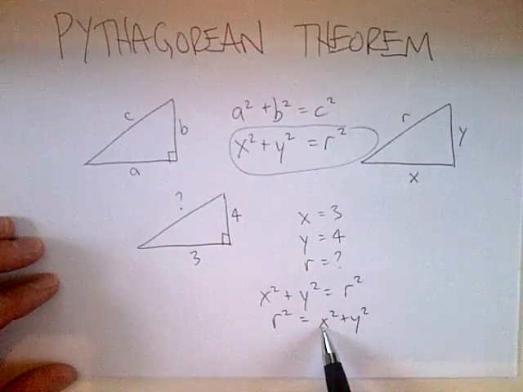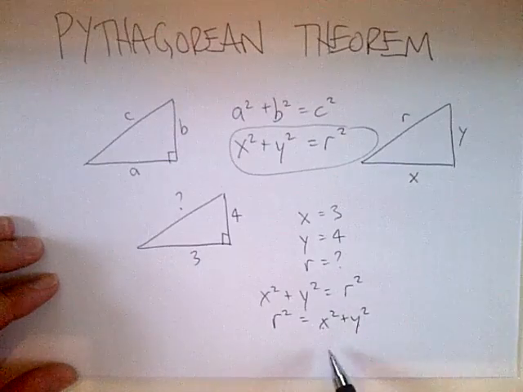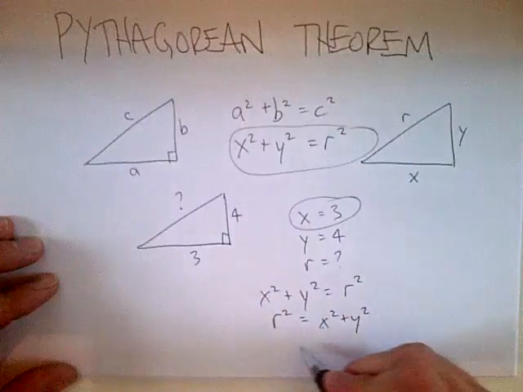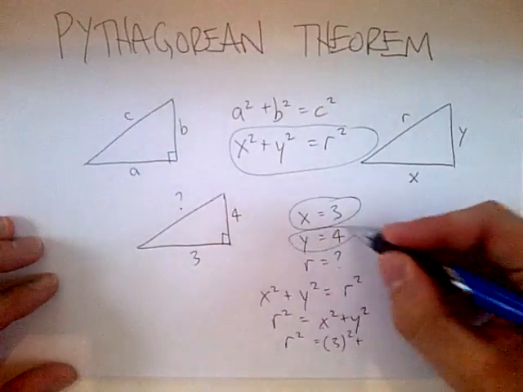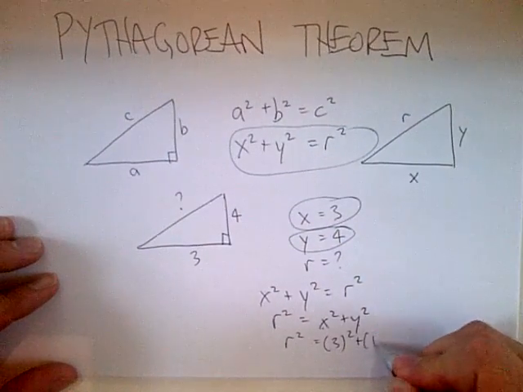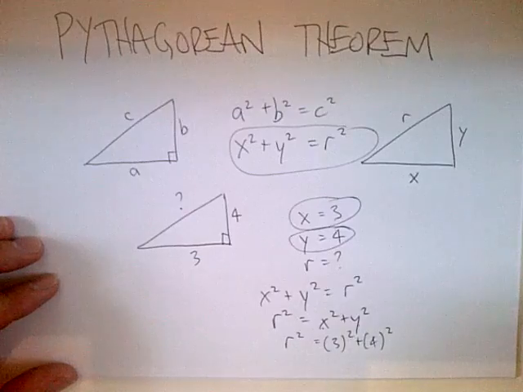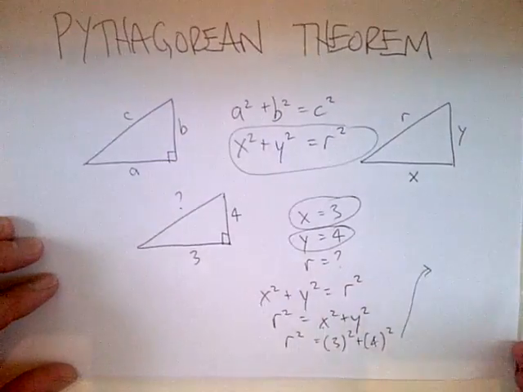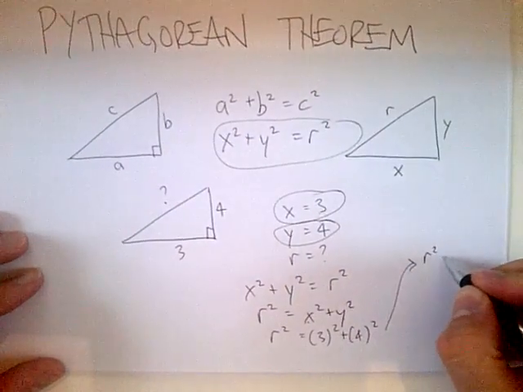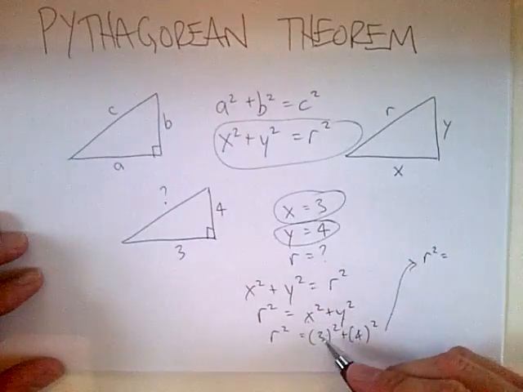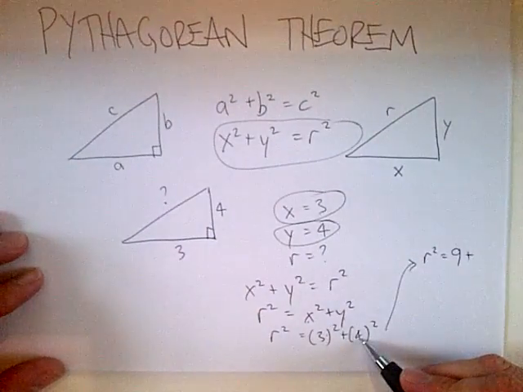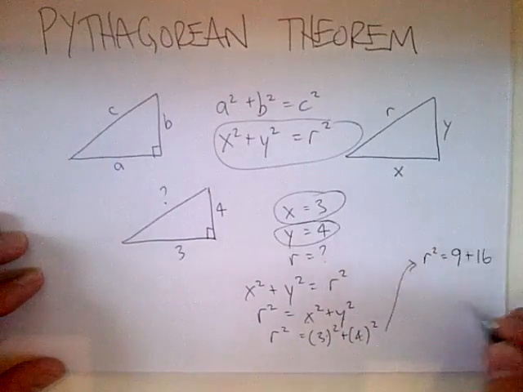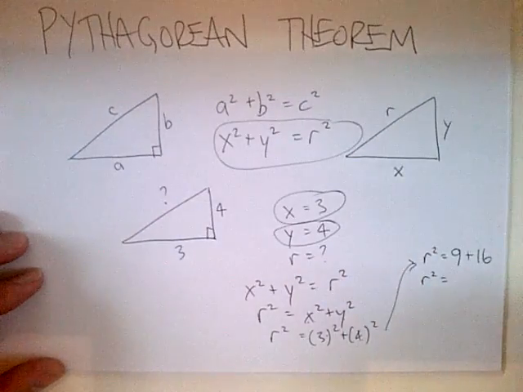So we happen to know what x is, we happen to know what y is, so we just stick it in there. We know x equals 3, so r squared equals 3 squared plus, and y is equal to 4 squared, like that. We go up here, and we say, hey, r squared is equal to 3 squared, 3 times 3, 9, plus 4 squared, 4 times 4, 16. R squared equals, what's 9 plus 16?